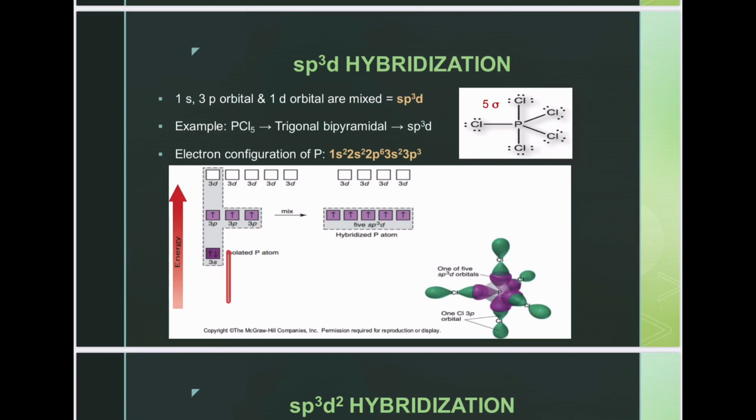So here 3s2 follows this electron configuration, and 3p3, and 1 electron from the 3s goes to the 3d, and the hybridized phosphorus atom is sp3d.